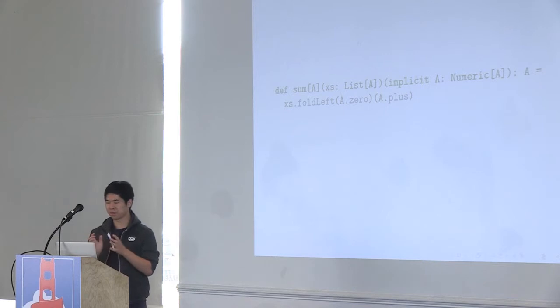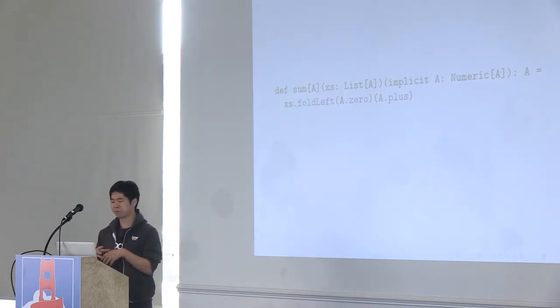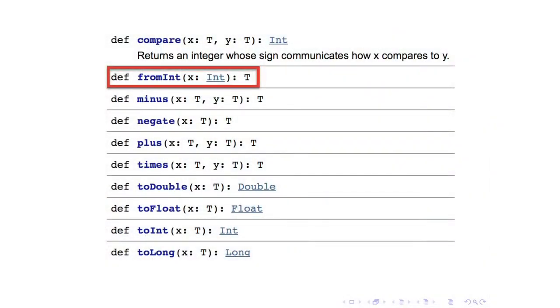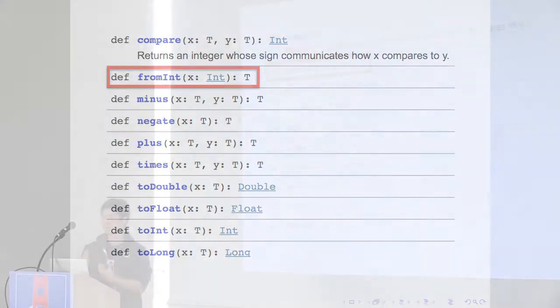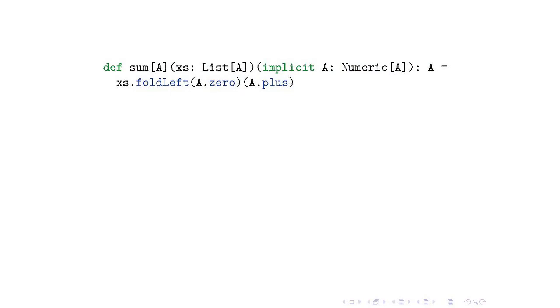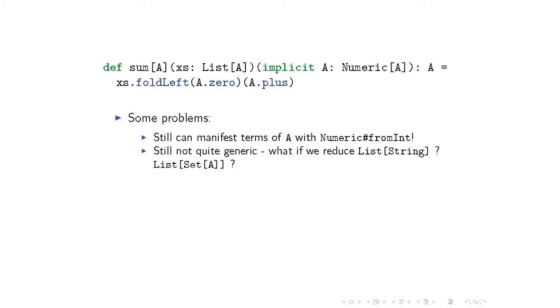Well, hopefully, we don't know enough to just manifest arbitrary instances of A, right? Hopefully, whatever A we eventually return is some function of the input. However, if you look in the numeric type class, we have this kind of strange method called fromInt that will take an int and supposedly produce to you some value of t, right? That corresponds to that integer value. So we're now still able to manifest terms of type A using this numeric fromInt. So we haven't quite solved our problem yet.